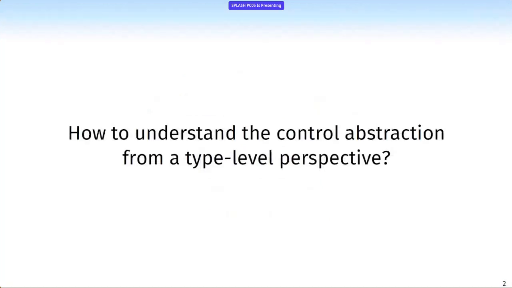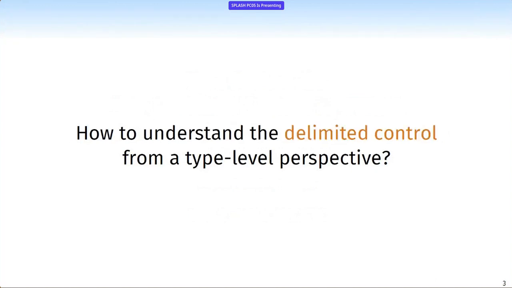So I would like to begin with a question. How to understand the control abstraction from the type level perspective? When you hear control abstraction, maybe you think about monads or effect handlers or delimited controls. And ultimately, I would like to understand all these things at the type level. But as a first step, I would like to understand delimited control from the type level perspective. So this is what our paper is about.